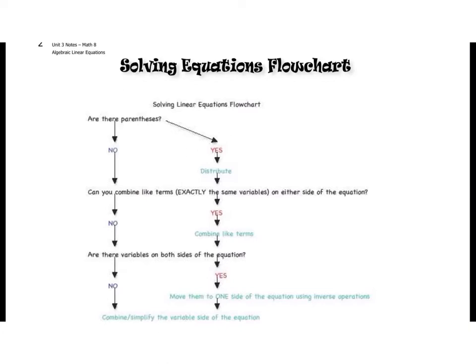Then you need to look at, can you combine like terms? Well, like terms are exactly the same variables. For example, if you had 3x and 5x, they both have an x, so you can combine those on either side of the equation. So you combine everything on the left side of the equation, everything on the right side of the equation. If you can't combine like terms, then you move on. If you can, then you combine the terms.